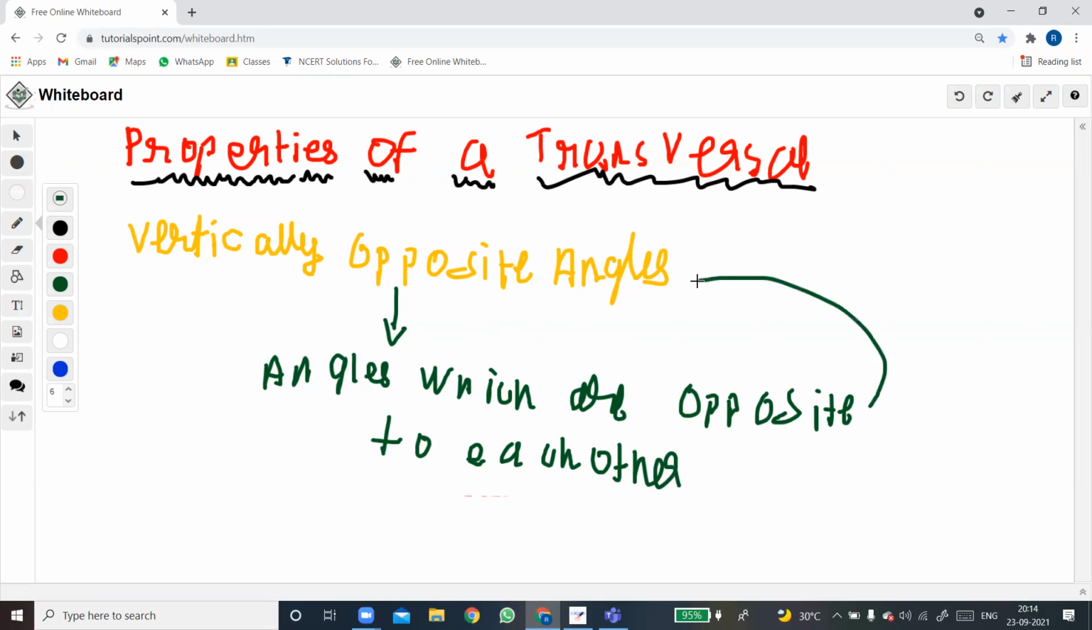That is called vertically opposite. So angles is opposite, right? I have mentioned a word known as opposite. How is it opposite? It is vertically.